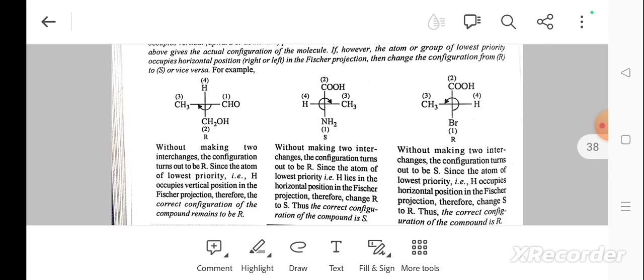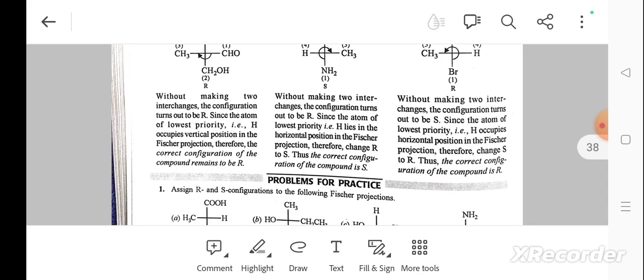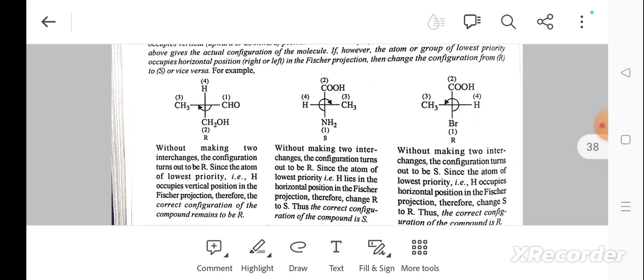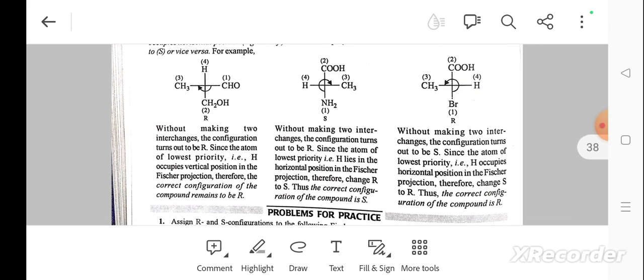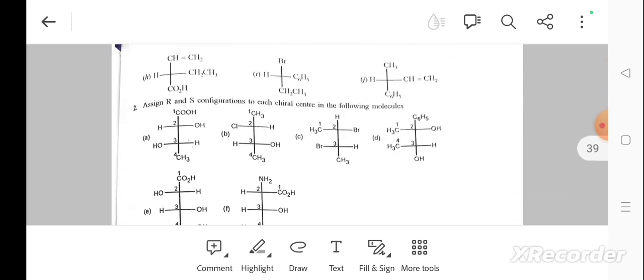For example, without making any interchange, the configuration turns out to be R, and since the lowest priority atom H occupies the vertical position in the Fisher projection, the correct configuration of the compound remains R. Without making any interchange, the configuration turned out to be R, and since the atom of the lowest priority H lies in the horizontal position in the Fisher projection, R changes to S, and thus the correct configuration of the compound is S.